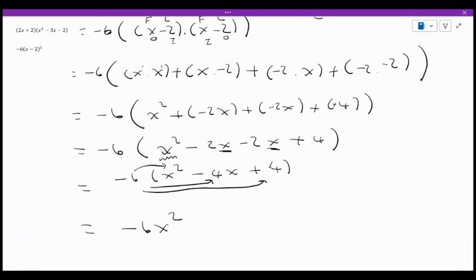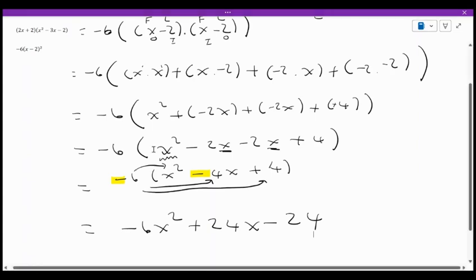Now a negative times a negative, let me highlight that. What does that give us? It gives us a positive. Now it's 6 times 4, that gives us 24x. And we have a negative times a positive, which will give us a negative. Again, 6 times 4 is 24.